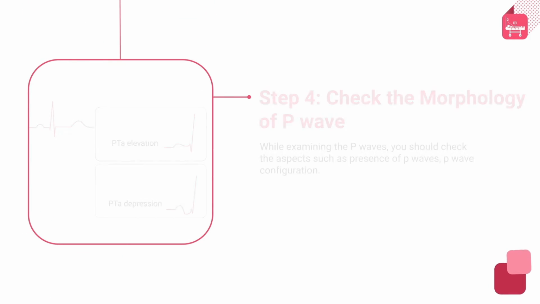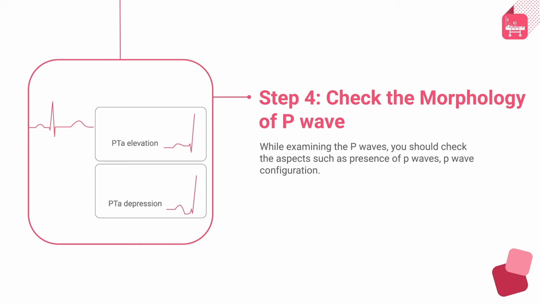Step 4. Check the morphology of the P wave. While examining the P waves, you should check aspects such as: Are P waves present? Do P waves precede each QRS complex? Do all the P waves have a uniform shape or a varying shape? Does the P wave have a normal configuration?